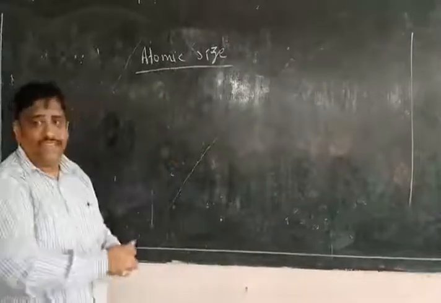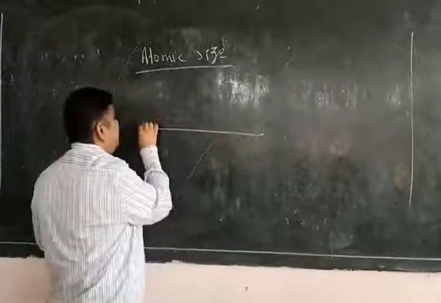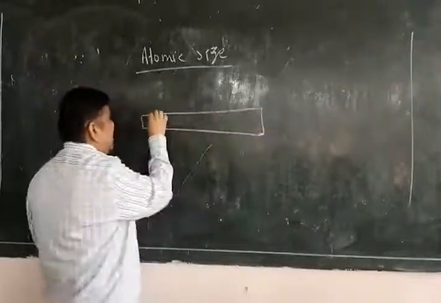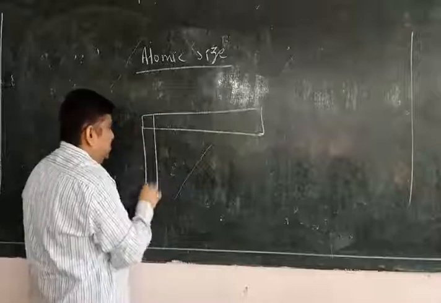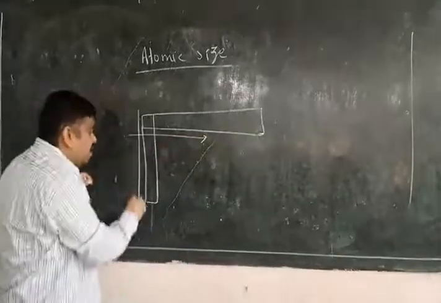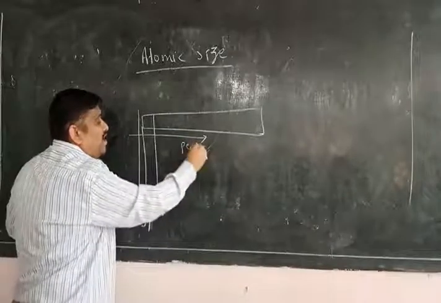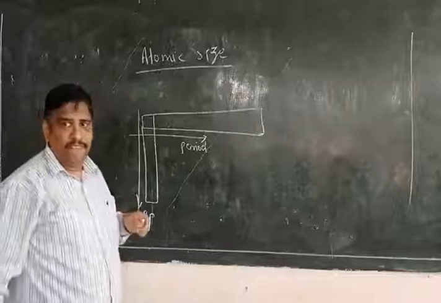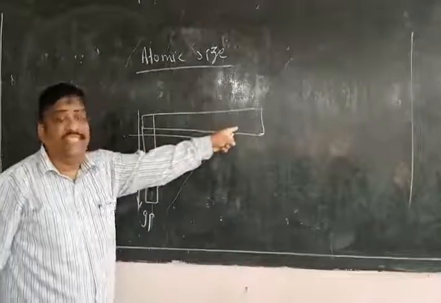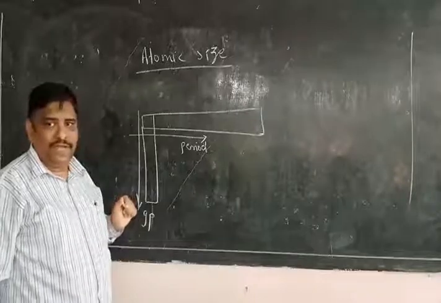But before going to this, you know in the periodic table, this is a period and this is the group here. Horizontal rows are called periods, vertical columns are called groups. Already I have discussed in first year how the atomic size varies in the period and how the atomic size varies in the group.